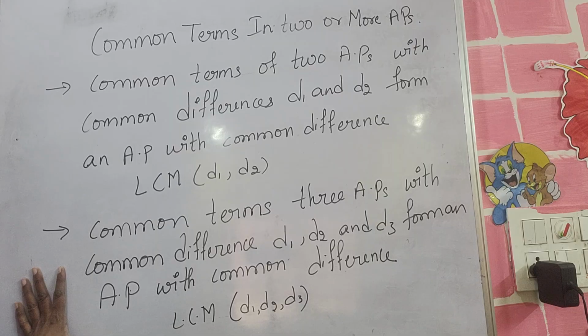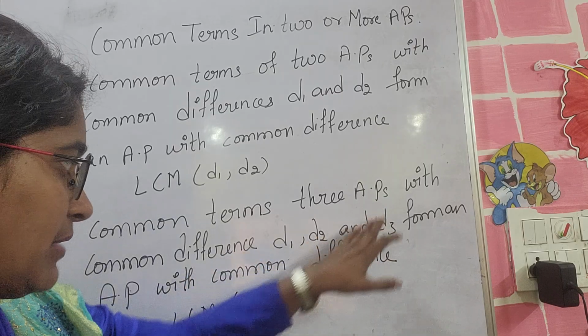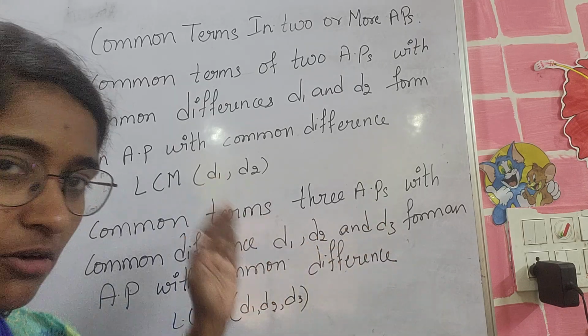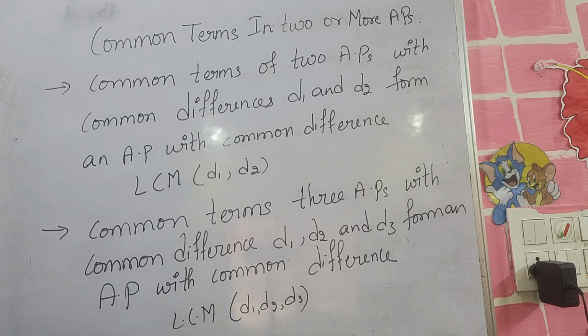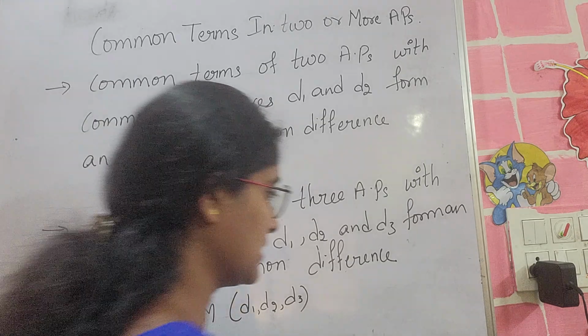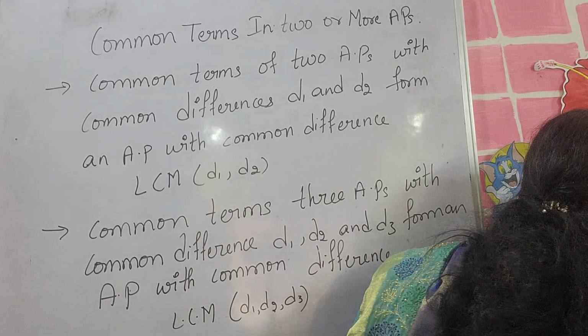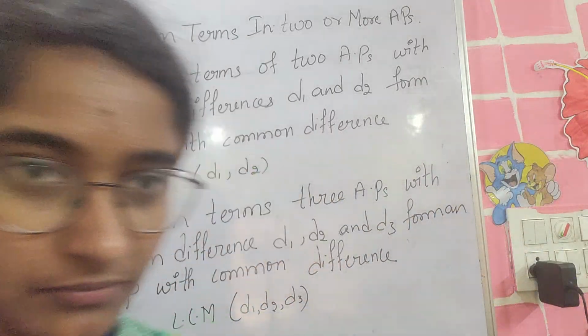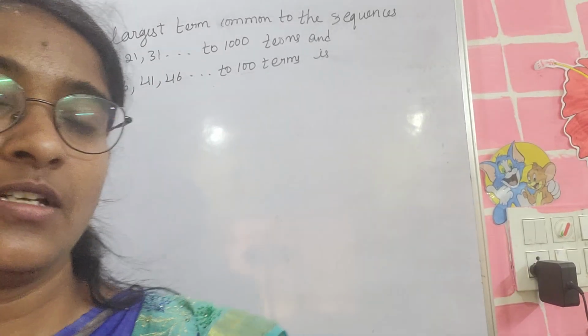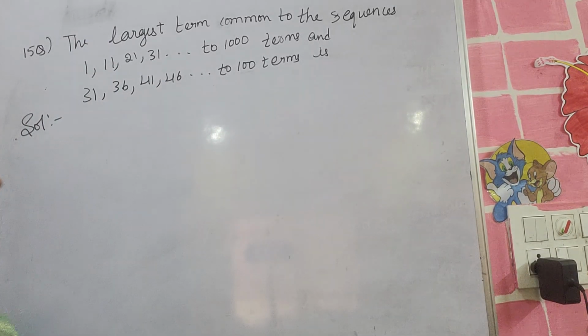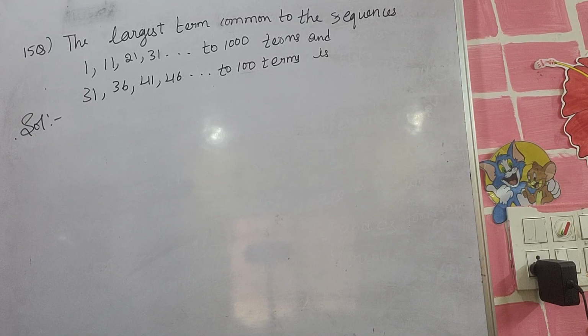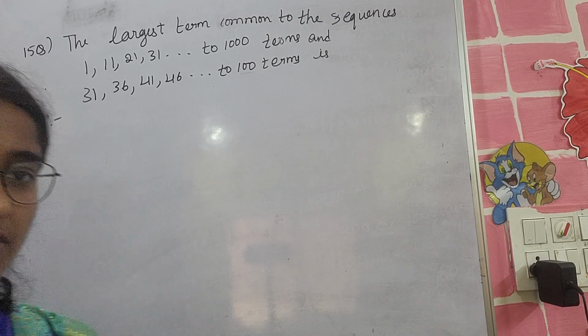So here is also the same thing. If it is 3 APs, then D1, D2, D3 are the common differences of the 3 APs, and the LCM of the 3 of them will be the common difference of the new AP. So we'll do some problems, then we'll understand clearly about this. So here is one problem. We'll do this problem, then you'll get clarity about the topic which we discussed.